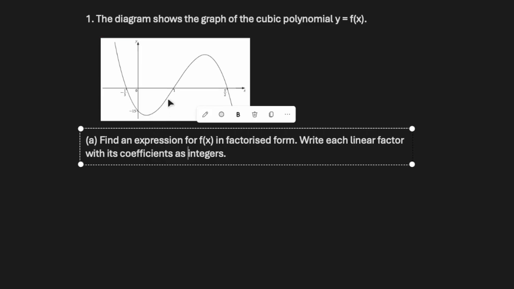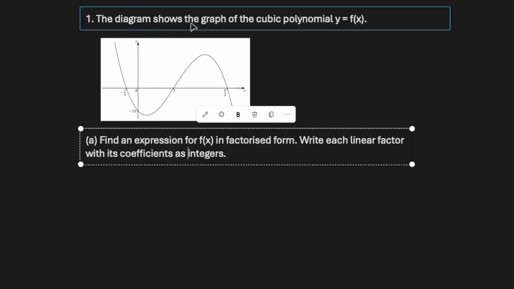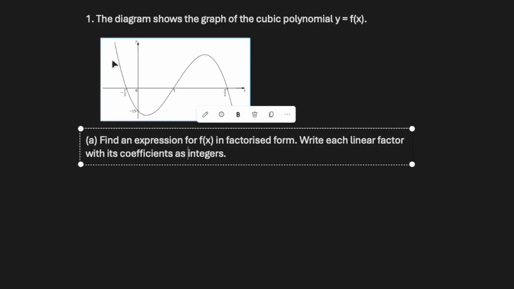Let's start with question number 1. The diagram shows the graph of a cubic polynomial. This one. A part says find the expression for f(x). That means write the function's equation in factored form. Write each linear factor with its coefficient as integer.